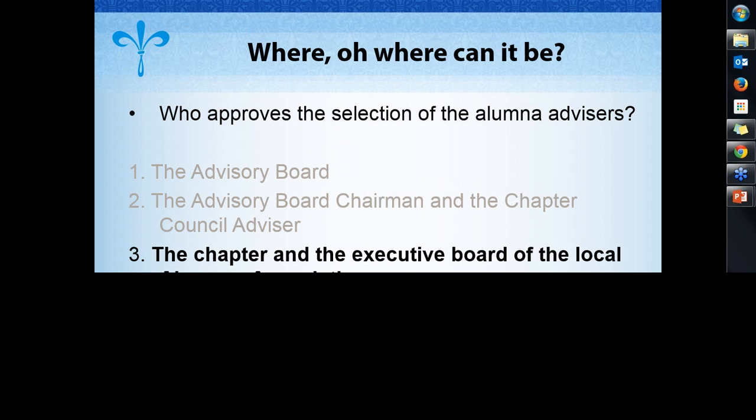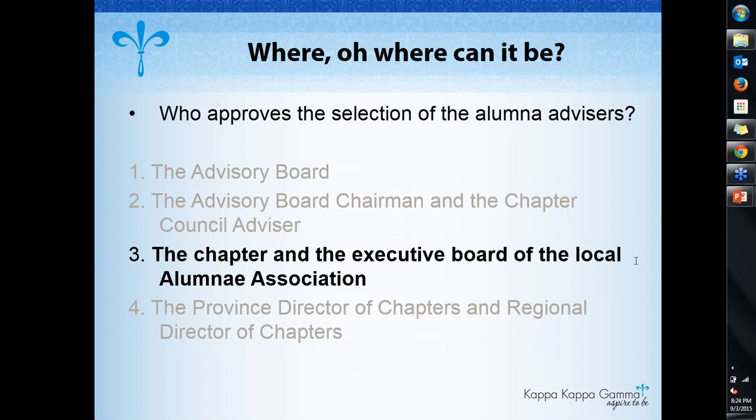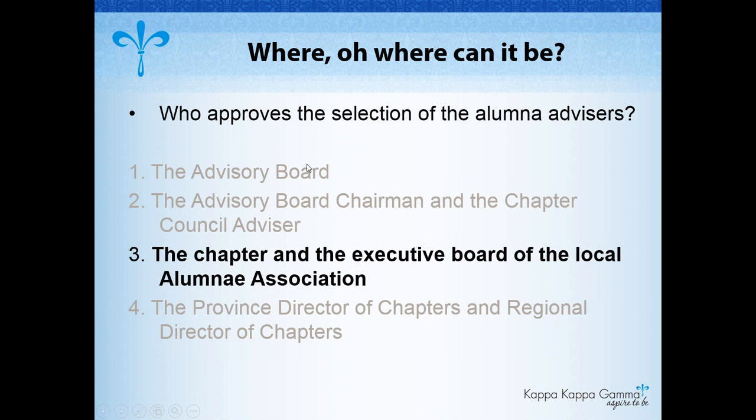Actually, the answer can be found in the bylaws, Bylaw 11, Chapter Organization and Management, Section 10. And the answer is 3. The chapter and the executive board of the local alumni association are the ones who select the alumni advisors. Now, these, of course, are advisory boards, and chapter advisors in good standing need to be selected annually as a board with the joint approval of the chapter and the exec board of the local alum association.